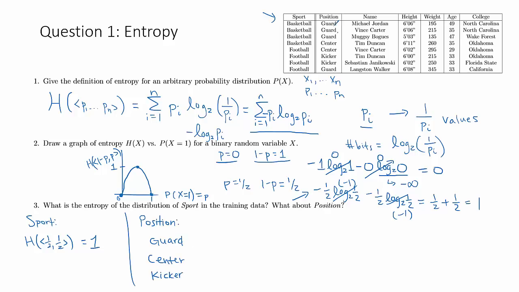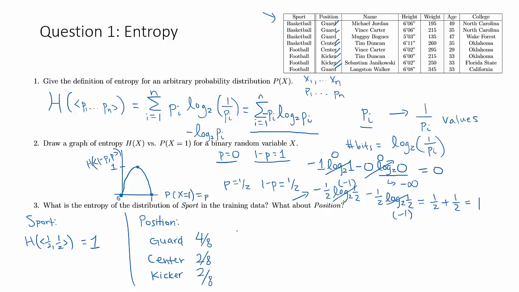For guard, there's 1, 2, 3, 4 samples, so let's put 4 here. For center, there's 1, 2, so 2, and for kicker, there's 1, 2, there's also 2. So the fraction of samples is going to be, there's 8 total samples, so 4 out of 8 for guard, 2 out of 8 for center, and 2 out of 8 for kicker.